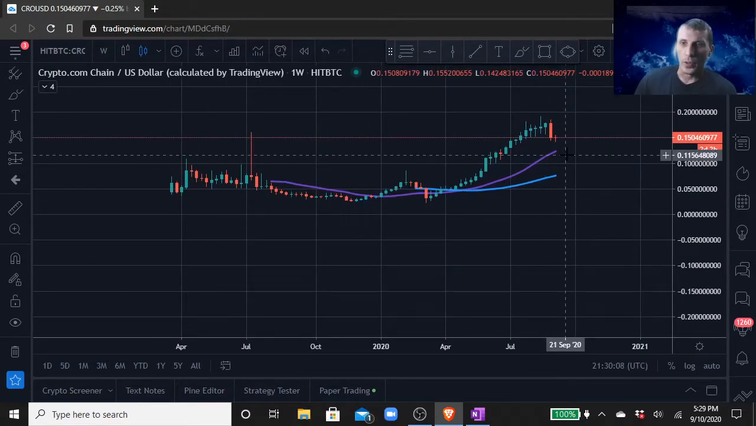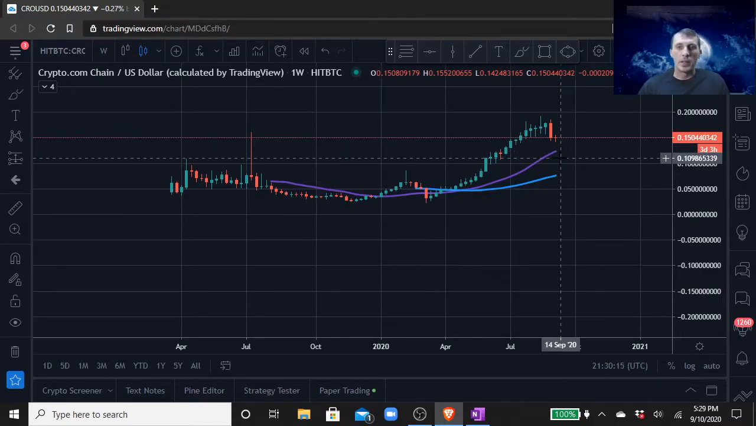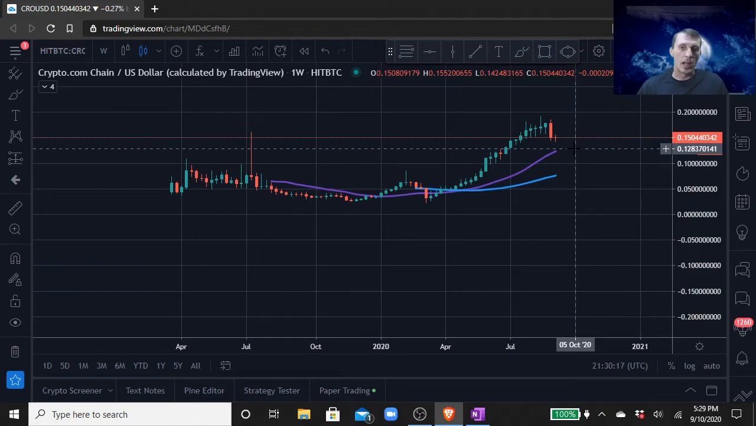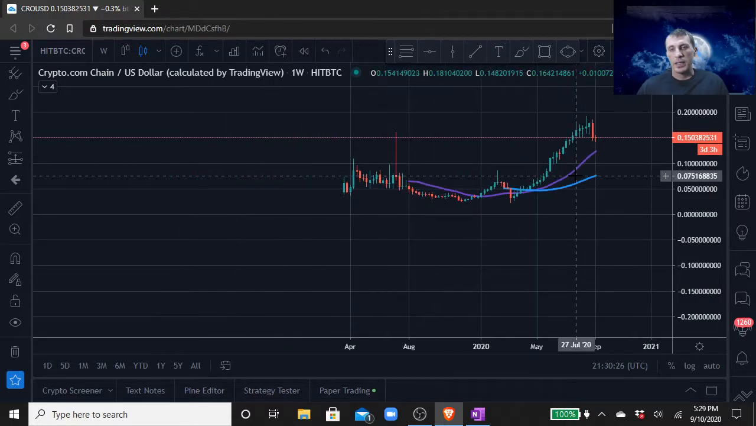And to get down to the 21 on the weekly, be right around the 12-13 cents. So that would probably be where I'm looking at to buy Crow if I was going to buy it. Obviously you can put a stop loss right below that 21 and then be looking for your 50-day.